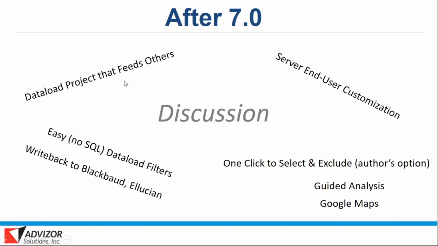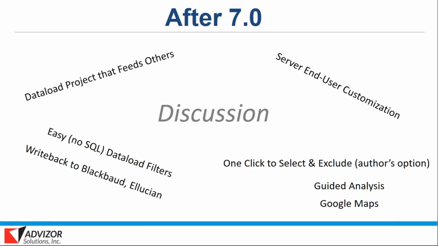What jumped up to the top of the list, and these are the list of things we presented, was 2 things: the data load project that feeds other, and server end user customization. So the concept here is a number of you have a bunch of projects, in some cases up to 50, that load roughly the same data and have calculations in them and so forth. So why couldn't we have a project that loads data, does a bunch of calculations, and then becomes a data source for other derivative projects?